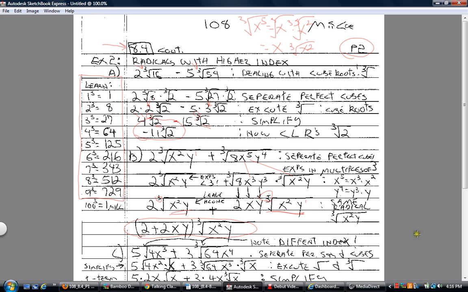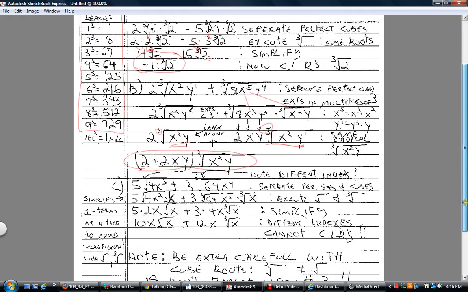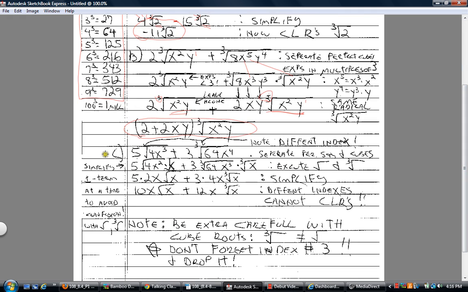Okay, so we're cruising. You're doing pretty good. And then example C, they're going to mess with you just a little bit because they're going to go in mixed mode. What I mean by it is check the indexes. You've got the square root, this is a 2 if you wanted to pop it up, and this is the cube root. Your indexes are not the same.